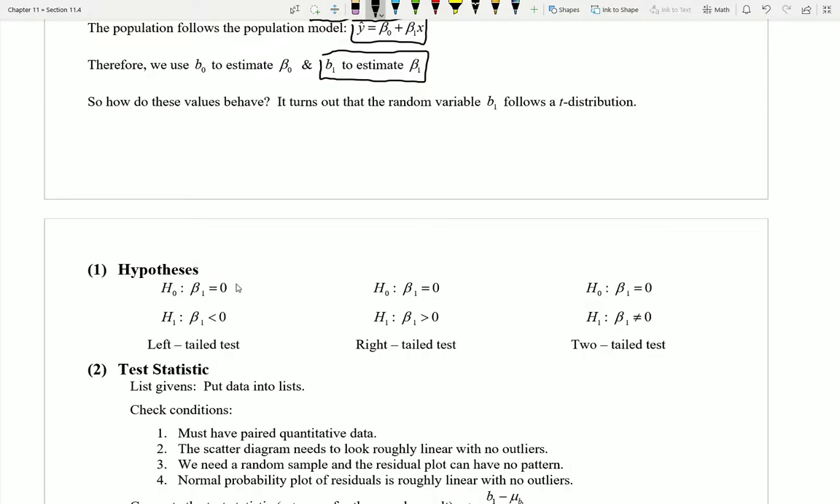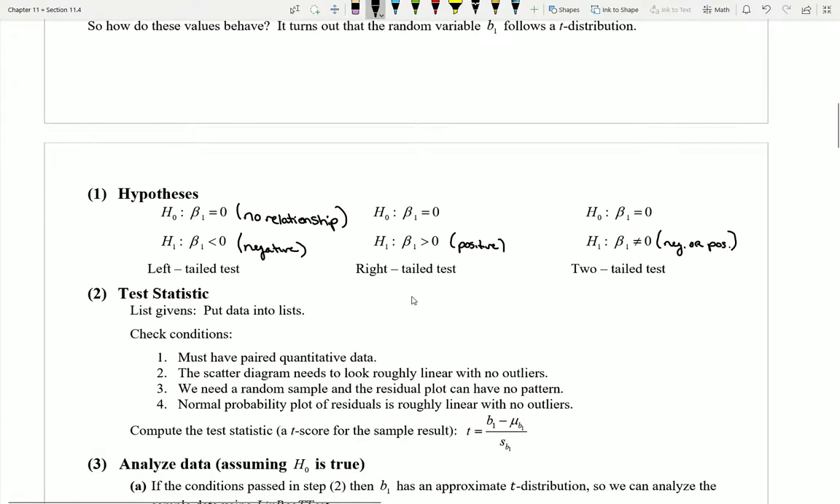We can often think about these as implying certain types of relationships between the variables. If I have a line of slope 0 in the population, it means that I have no relationship between the two variables. Knowing something about x doesn't help me predict y. If I have the slope being negative, then I'm going to have a negative relationship. That is, all my dots I could imagine going down over time. Over here I have a positive relationship, and in this final one I'm going to have a negative or a positive relationship. So these are the hypotheses that we'll set up for this test.